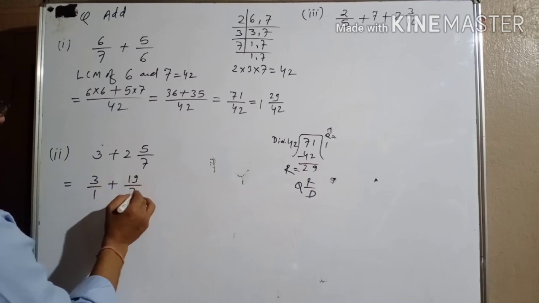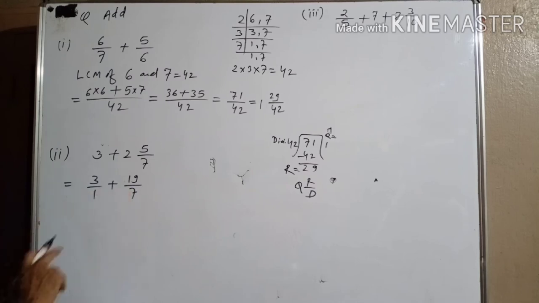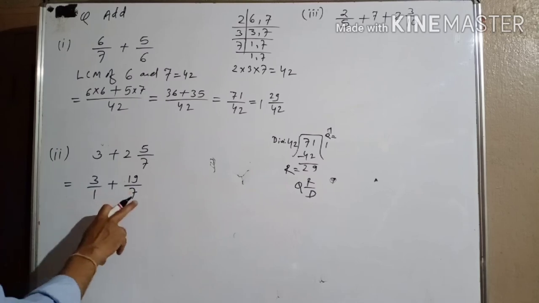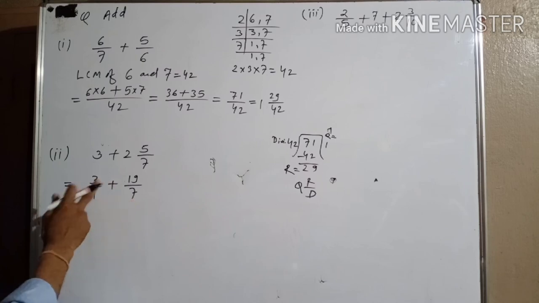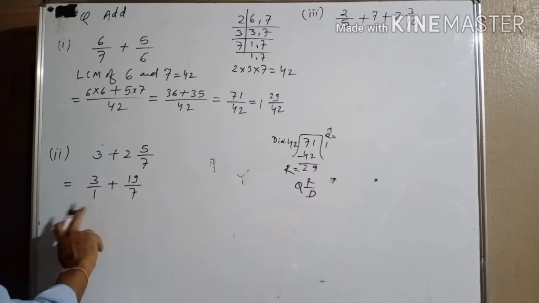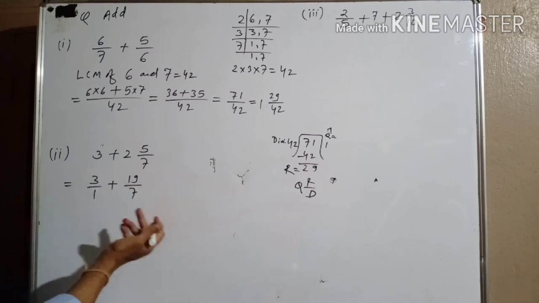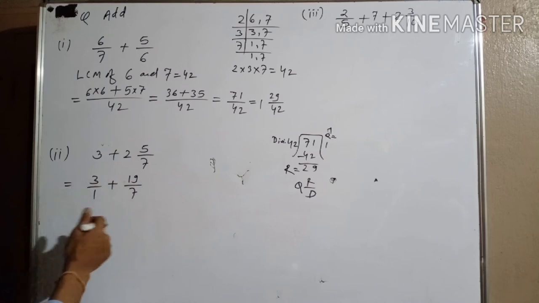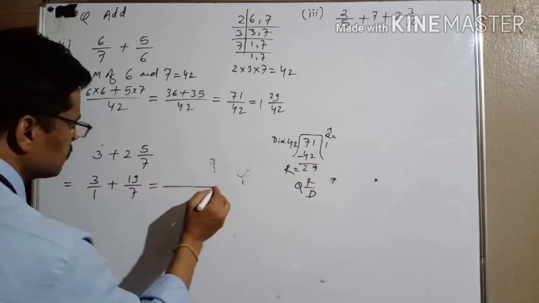And what is the LCM? In this case directly you can get the LCM, because here the denominator is 1 and here 7. When you multiply 7 and 1, 7 is a prime number and 1 is the unique number. In this case directly you can get the LCM 7. So no need to write the LCM of 1 and 7. If you want to write, you can write also, but I am showing you the direct way. LCM is 7.